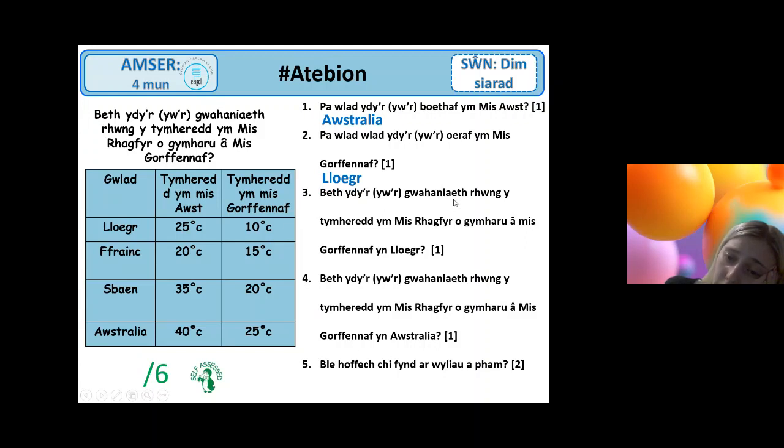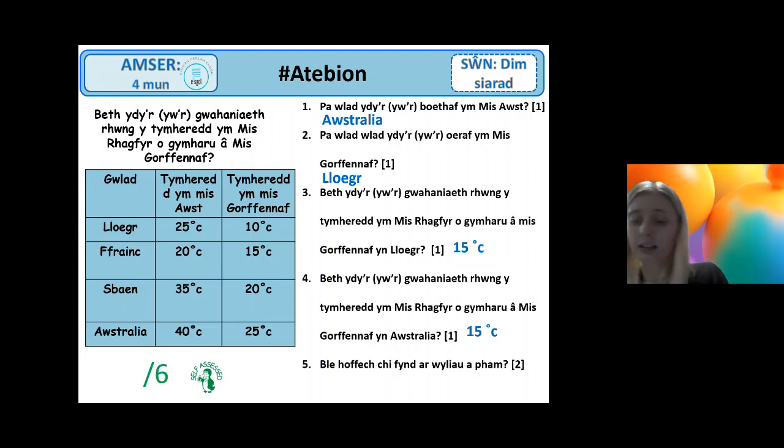Then, beth ydy gwahaniaeth rhwng Awst a Gorffennaf yn Lloegr? So what is the temperature difference in England between August and July? We had to take away 10 from 25, and it is 15. Then we're looking at beth ydy gwahaniaeth rhwng y tymheredd mis Awst a mis Gorffennaf. So looking at Australia this time, what's the temperature difference? So we took 15 away from 30, and we had 15 degrees.